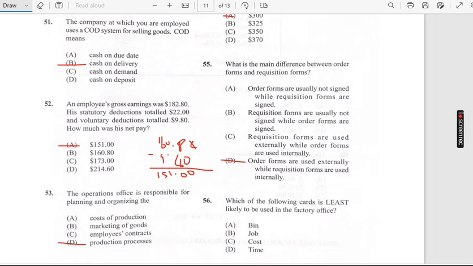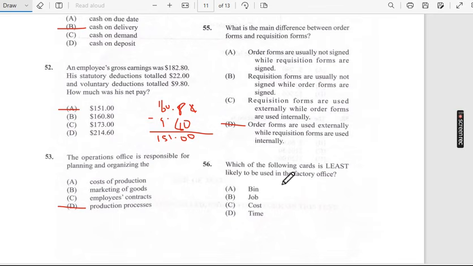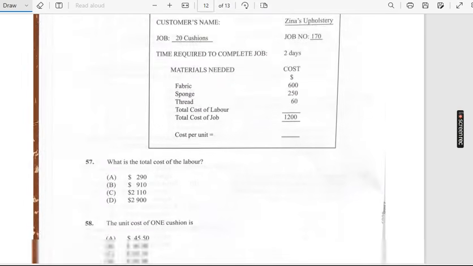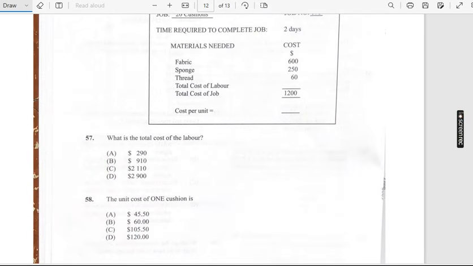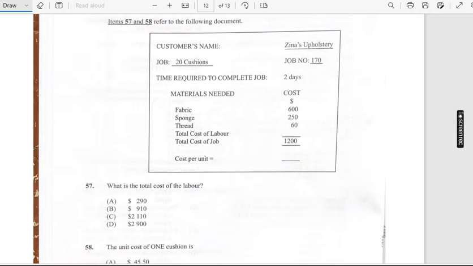So the answer would be D. Alright, number 56. Which of the following car is least likely to be used in a factory office? And it says least, and it's bin. Alright. Number 56, we're almost there. Number 57. What is the total cost of labor?